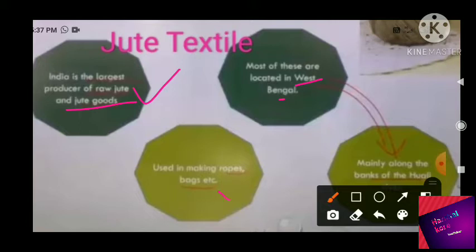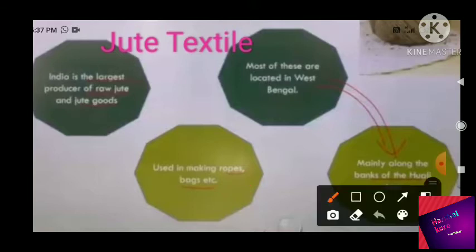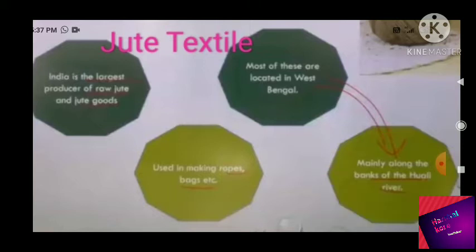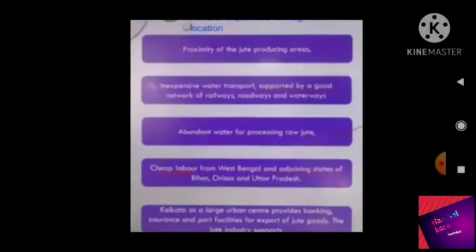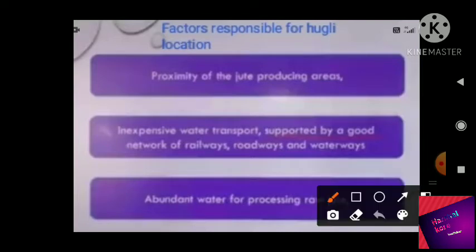Used in making ropes, these are the goods of jute, mainly along the banks of the Hooghly River. Means in West Bengal, jute textiles are located mainly near the banks of the Hooghly River. So what are the factors responsible for the Hooghly location? Why are the jute textiles mainly located there? The first is proximity of jute producing areas. Proximity means nearby. All the things needed for jute are already present on those river banks.